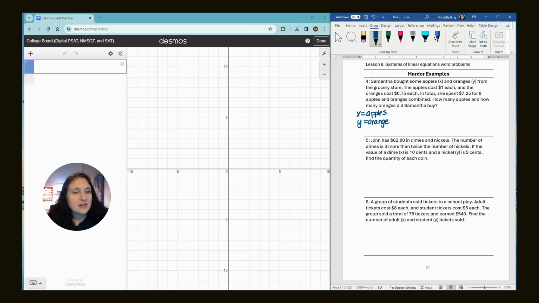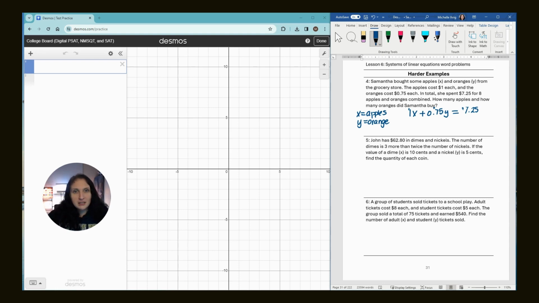The apples cost $1 each. So I'm going to put 1x for the apples, and the oranges cost 75 cents each, plus 0.75y for the cost of the orange. And we're talking about money like this. In total, she spent $7.25. So now I know the $7.25 has to go with the cost of the apple and the cost of the orange. It's really important when we do systems of equations, especially word problems, that the money line is on the money line.